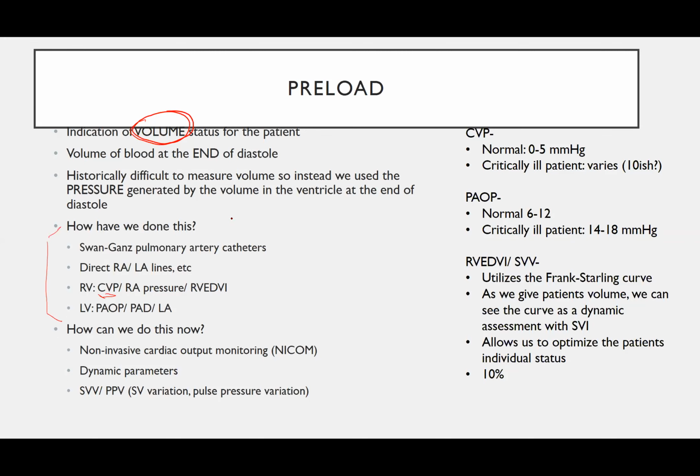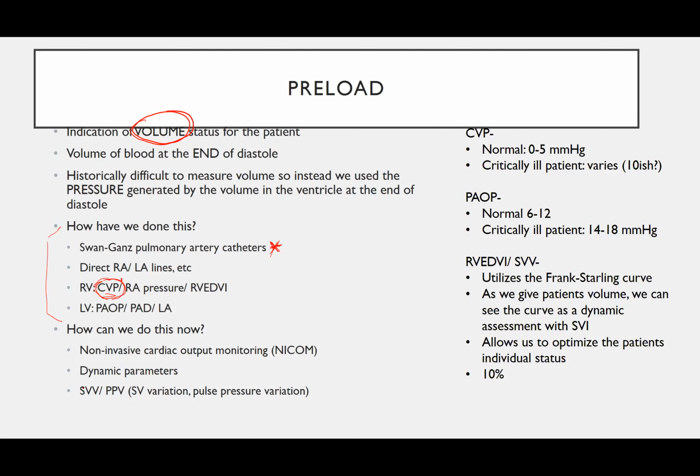So that is really going to be for those departments that are a little bit more familiar and use Swan-Ganz pulmonary artery catheters a little bit more frequently in order to get some of these values, with the exception of a central venous pressure, which can be obtained just through a standard central line. So how do we do this now? We can, of course, use CVP as well, but we also have some other things that we can utilize.